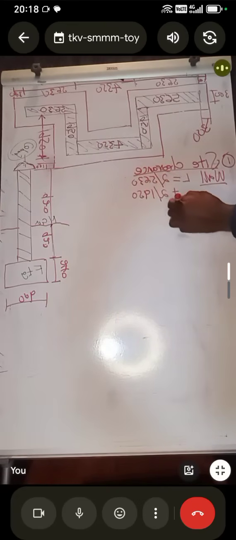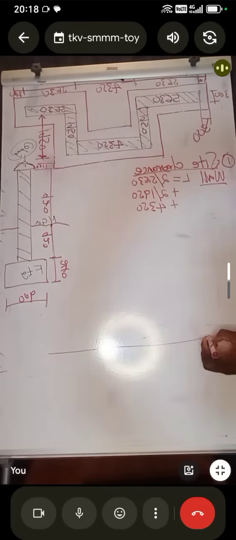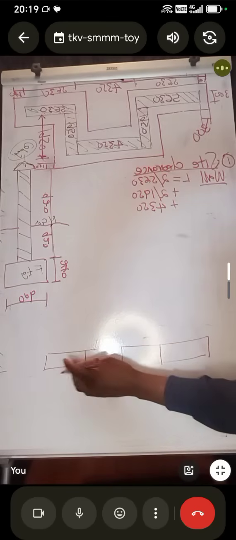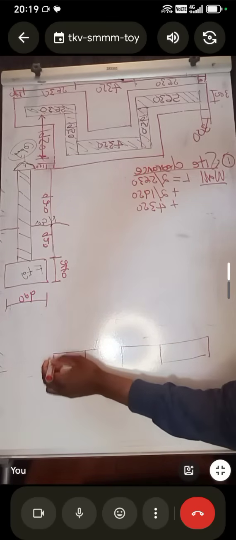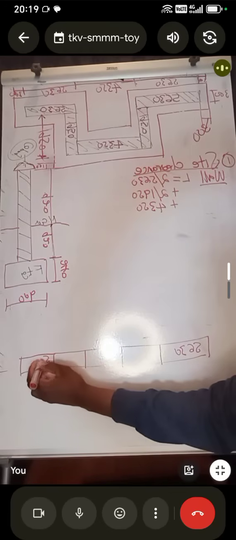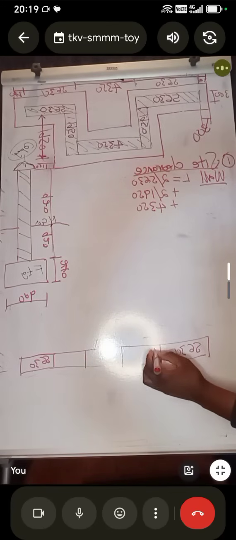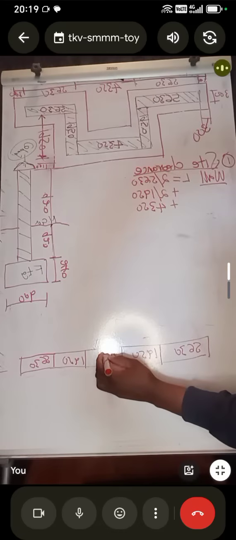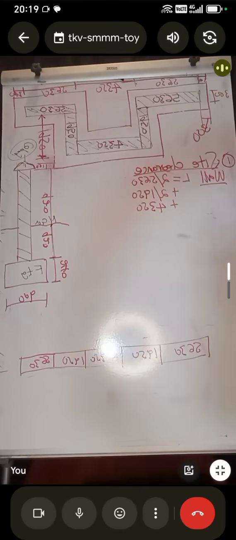Like that plus what? 4,350. A good example that I can use also, let's say now our wall is straight like this, given in 5 sections: 1, 2, 3, 4. Let's say we have 5 sections like this. The first one, which is what? 5,630, and the last one is 5,630, and then the 1,950, 1,950, and then 4,350. You see how it is?